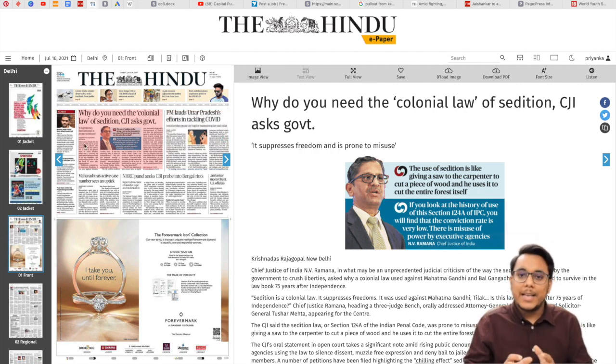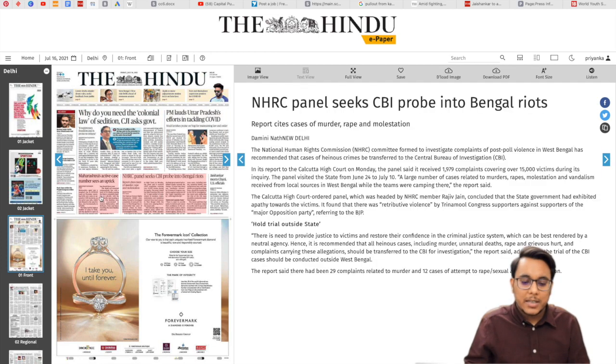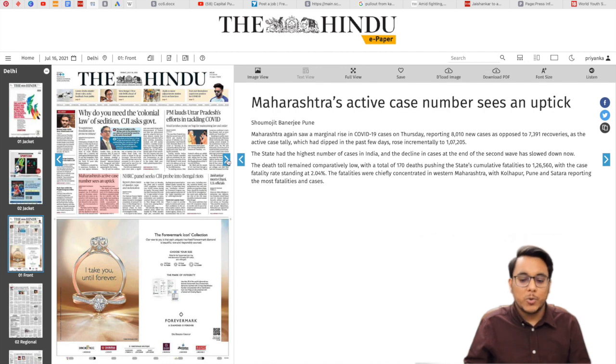And now guys, we will take the overview of the Hindu newspaper. So this is page number 1, and here the first article, we can see the Chief Justice of India is asking the government to remove the sedition law. We'll see what has been there. Then guys, the other news are not very important with respect to the UPSC.